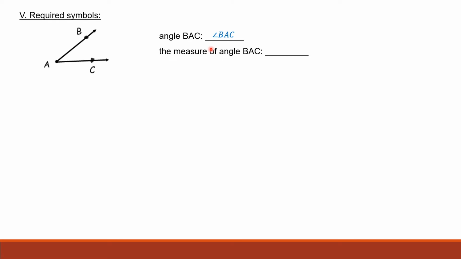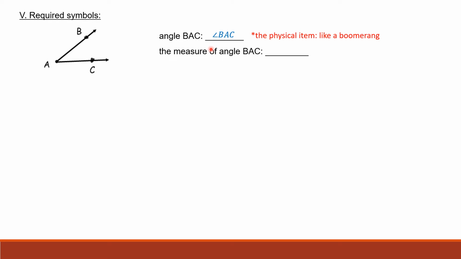So angle BAC, that's the actual physical item, just like segment BC was a physical item. Meaning, so this is kind of like a boomerang. Like I can pick up a boomerang and I can play with the boomerang. So this is the physical item. But if I want to talk about the measure of the angle, if it's 120 degrees, then that's a different symbol.